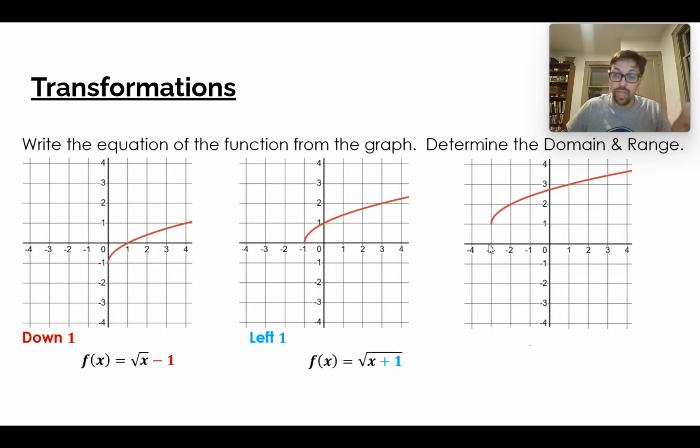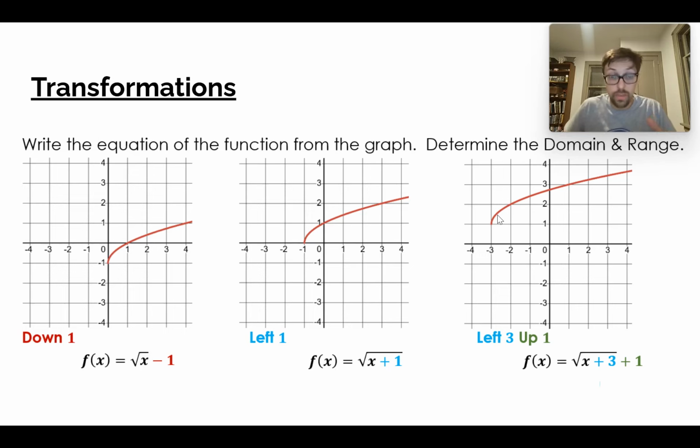We're moving to the left three and up 1. The left 3 is going to be inside of our function as an addition, and the up 1 is going to be outside of that function also as an addition. Left and right happen inside of our function, and up and down happen outside of our function.